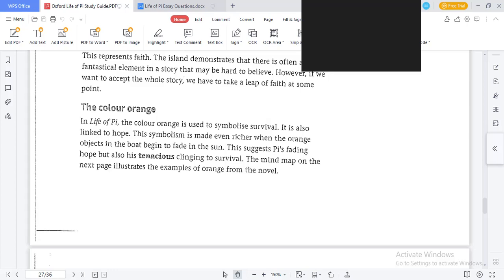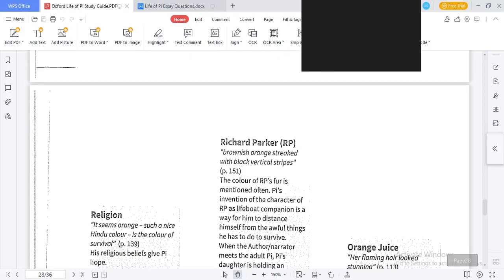Hope. Okay, let's see. There's a few things on the boat that give him hope. The symbolism is made even richer when the orange objects in the boat begin to fade in the sun. This suggests Pi's fading hope, but also his tenacious clinging to survival. The mind map on the next page illustrates the example of orange from the novel.